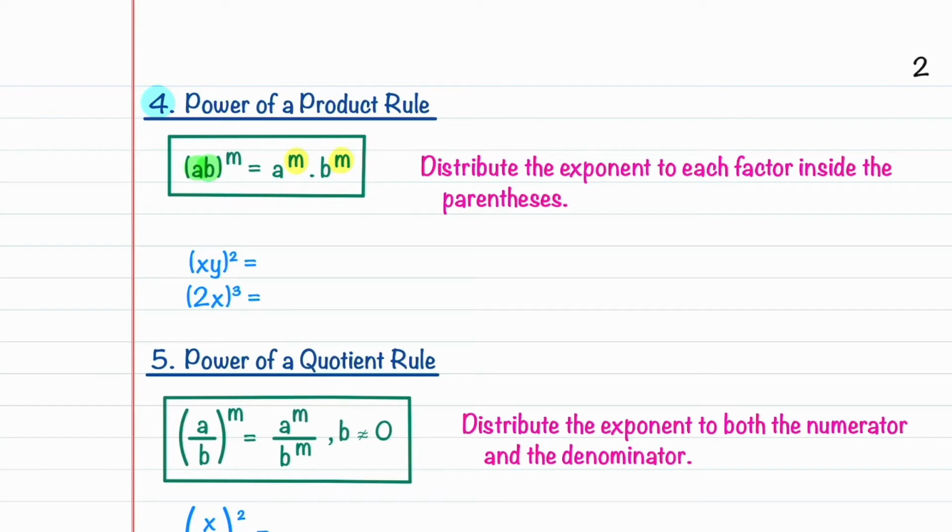We have xy squared, so the 2 is going to be distributed to both the x and the y, and we can write this as x squared, y squared. And then the same thing is going to happen when we have a constant and a variable. Our power of 3 is going to first get distributed to our constant, so that's 2 cubed, and then we have x cubed, and then 2 cubed is 8, so our answer is 8x cubed.